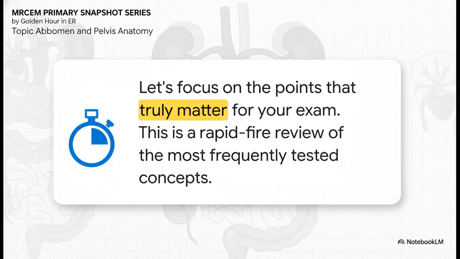Look, we don't have time to cover every single detail, and honestly, you don't need to. This is a rapid-fire review. We're hitting the concepts that are tested most frequently and pointing out the common traps where people lose easy marks. We're going to start with the body's main highway, the abdominal aorta, and its critical landmarks.